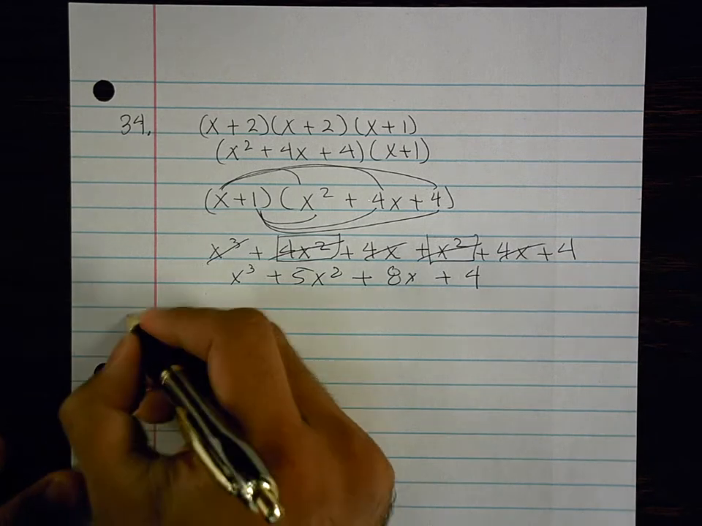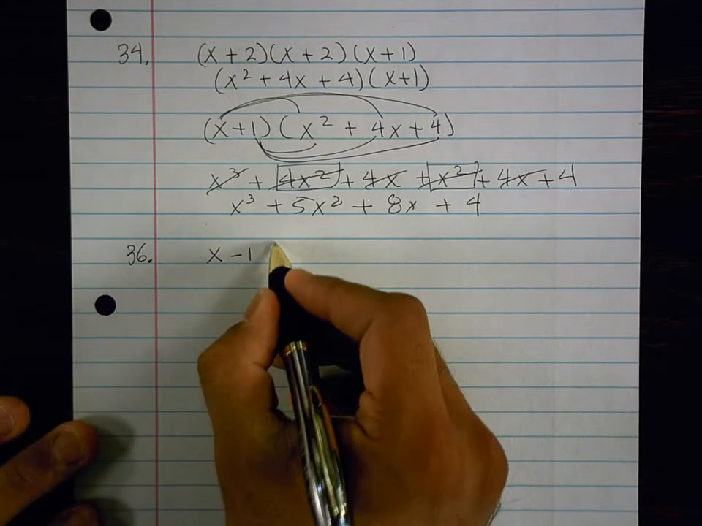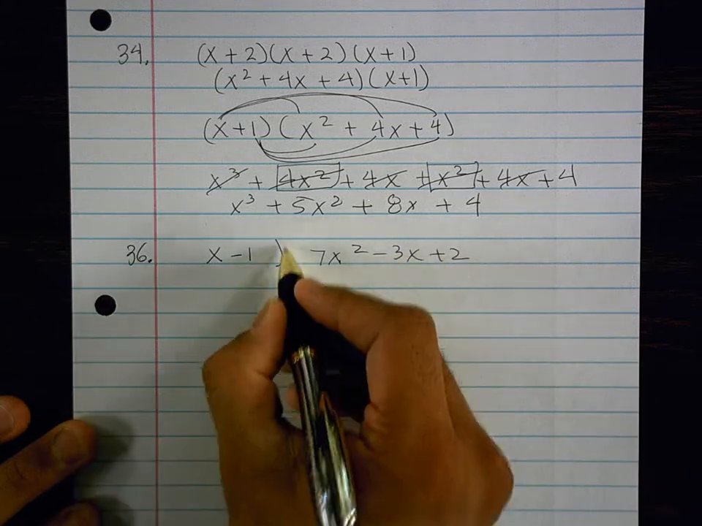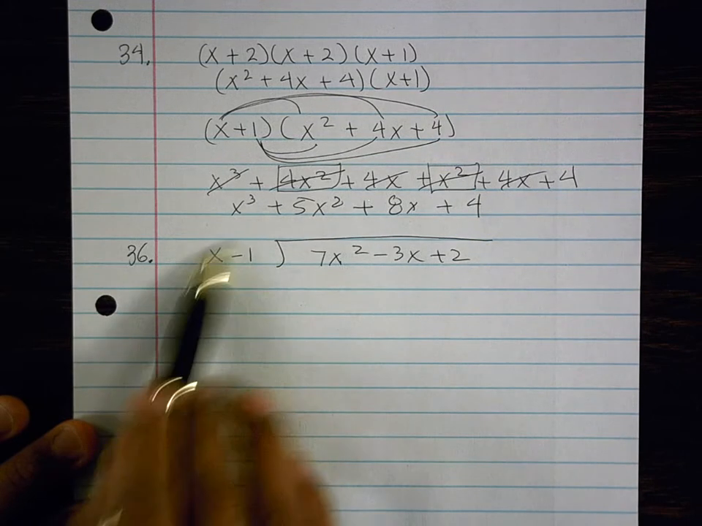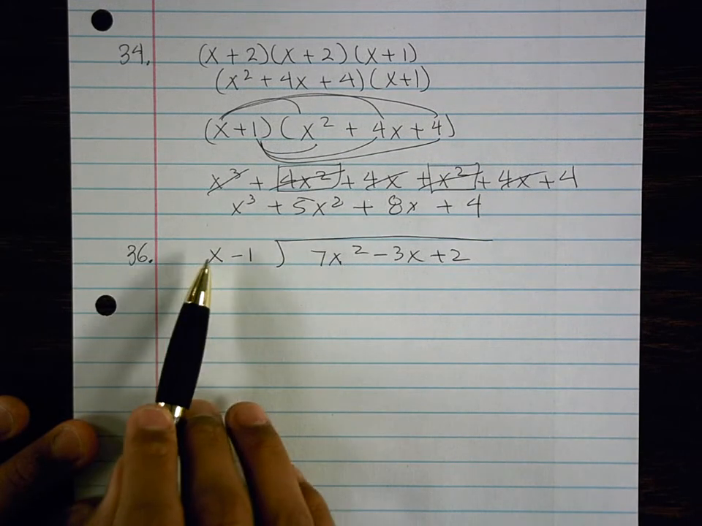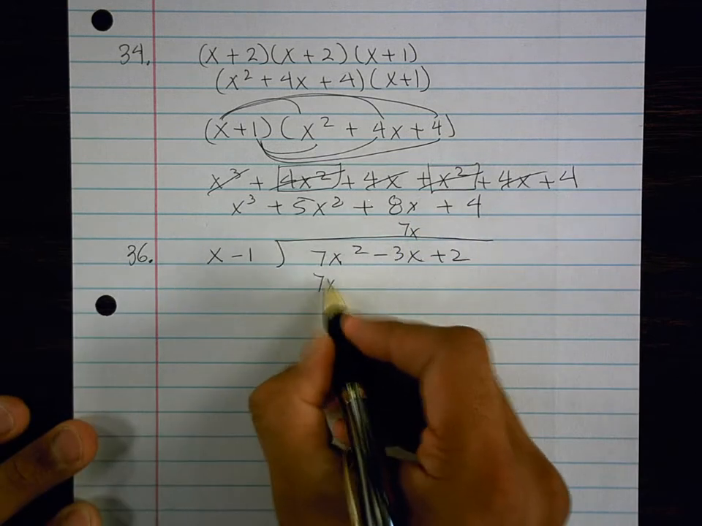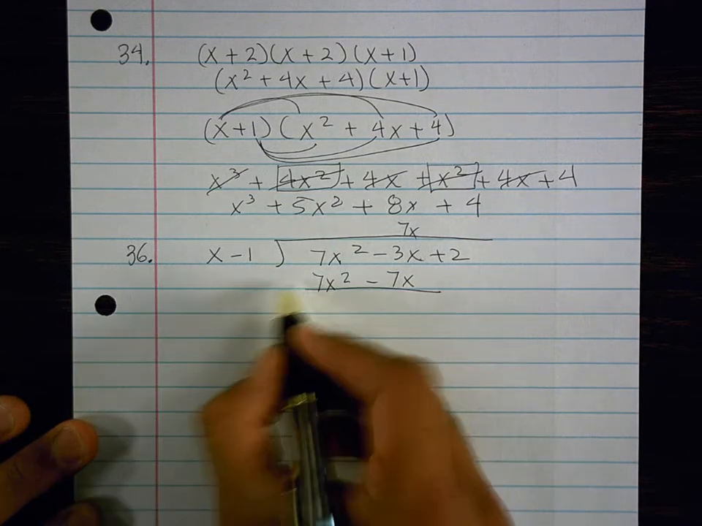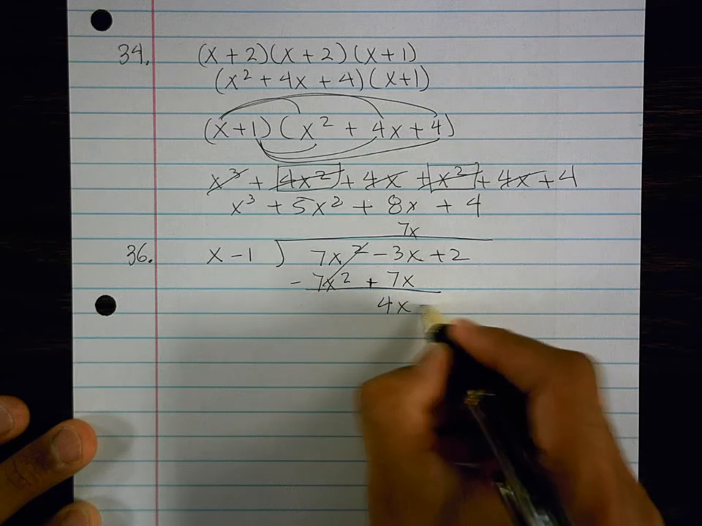36. We have some polynomial division. X minus 4, then we get 7x squared minus 3x plus 2. So remember, you're always trying to multiply this binomial to make these first terms match. So I've got to multiply this by 7x, put it over the same power, and make sure you're distributing it into both. And then subtract it, so you do the opposites, and you've got to distribute it to both, and we get 4x plus 2.